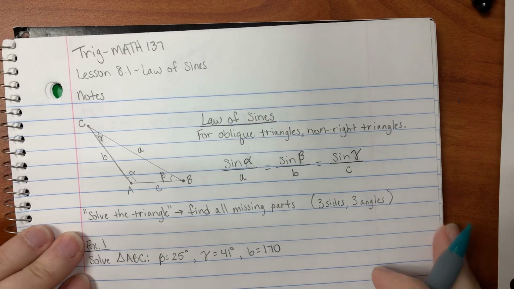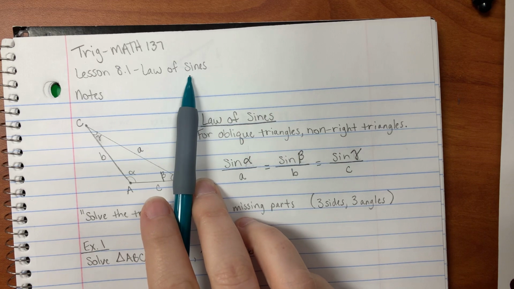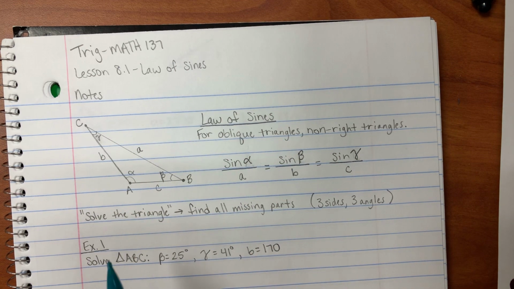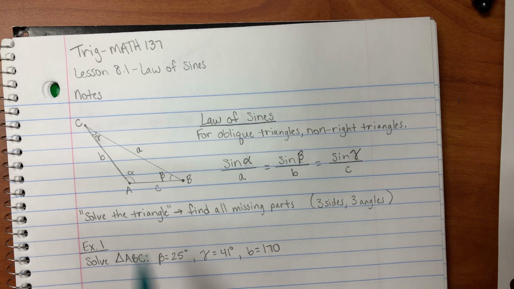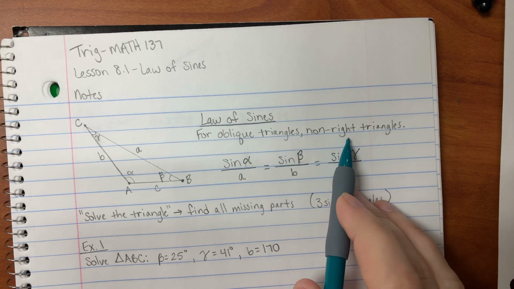Okay, so moving on to Chapter 8, Lesson 8.1 talks about the law of sines. This is something that you should have seen in geometry, especially if you were in the geometry honors class. If you were not, I'm not sure if you saw this or not, so I'll just pretend it's brand new. The law of sines is for oblique triangles, which are non-right triangles.